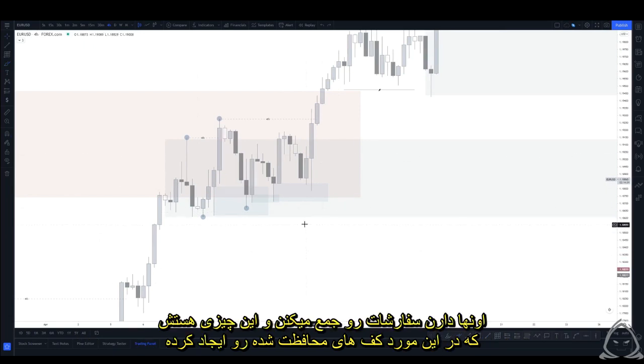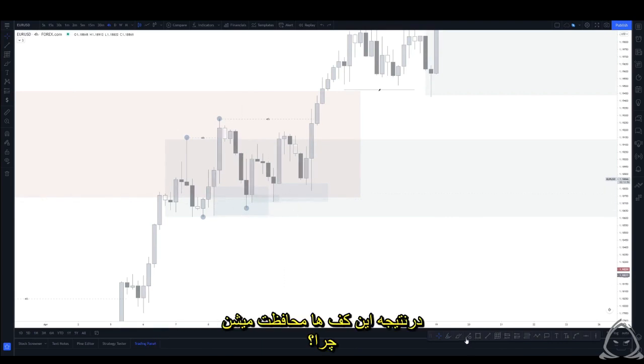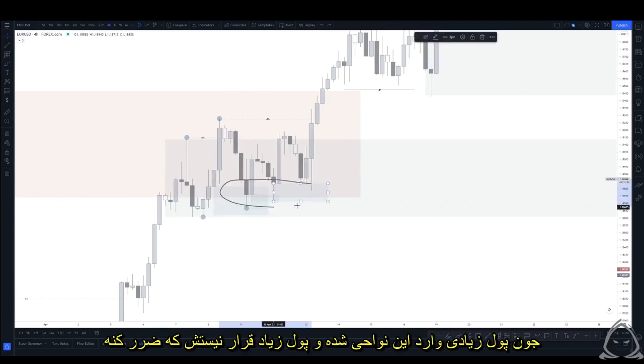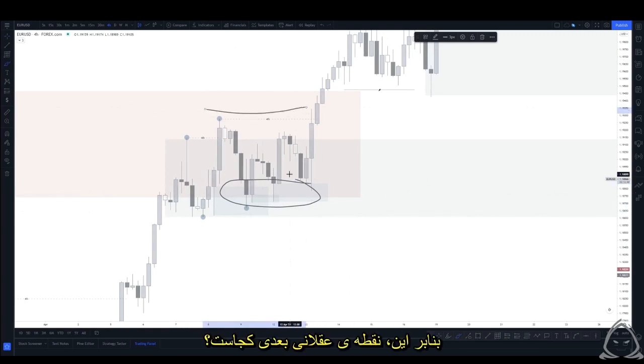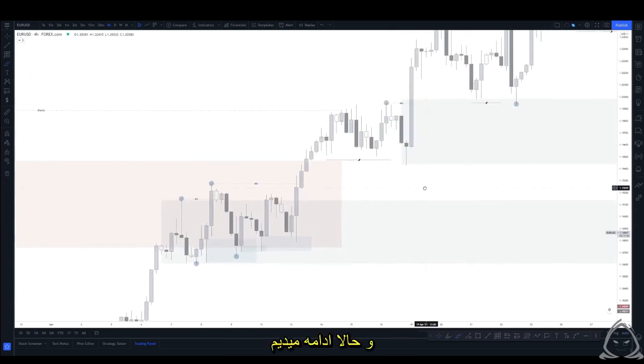They're stacking orders, and that's what's creating the protected lows in this case. A lot of orders and a lot of interest is taking place at this point. Therefore, these lows will be protected. Why? Because large money has entered this area, and that large money is not going to want to take a loss. Therefore, what's the next logical spot? It's going to be the previous structural high. And now we'll just continue moving on.